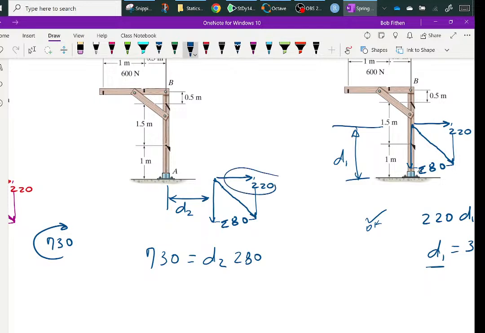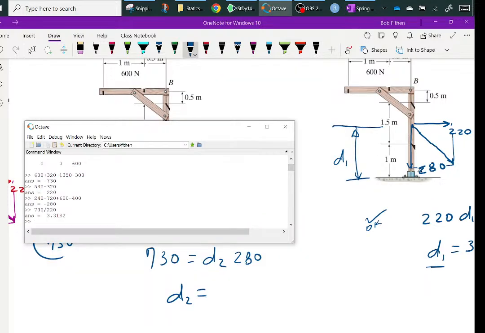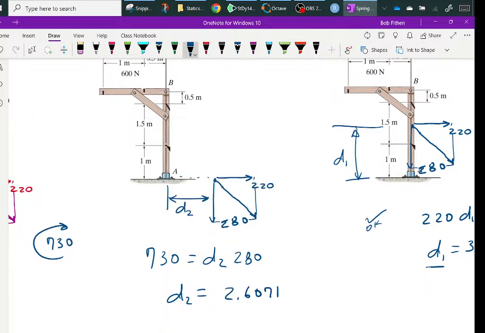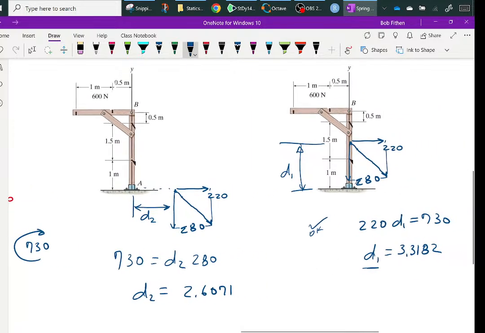So remember, this is the 220, and that's the 280. That's why I multiplied that 220 up here by the D1 to give me this moment. Now I multiply the 280 because I'm moving it straight to the right. So that means D2 is equal to 730 divided by 280, which is 2.6071. Okay, so this is interesting.